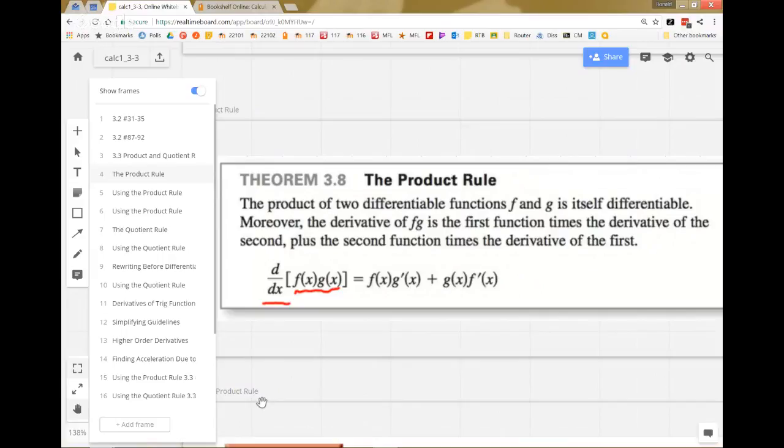It says if you want to take the derivative of the product of 2 functions, f and g, take the first times the derivative of the second plus the second times the derivative of the first. So I'll just repeat that. The first times the derivative of the second plus the second times the derivative of the first.